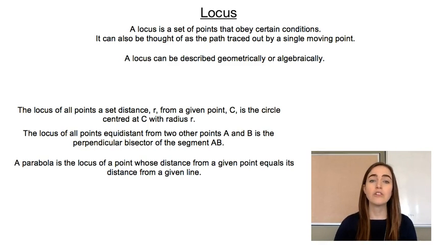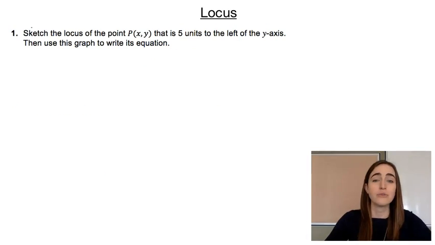So the last one's a curve that we see quite often in the mathematics course. It's a parabola. So a parabola is a locus of a point whose distance from a set point and a set line is equal. If we have a look at a few examples, this first one asks us to sketch the locus of the point that is 5 units to the left of the y-axis. So it's that path that point's going to trace out if it is always 5 units to the left of the y-axis. Then it asks us to use the graph to write the equation of the locus.